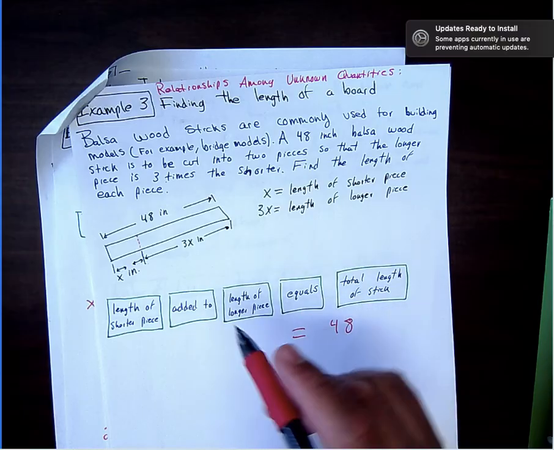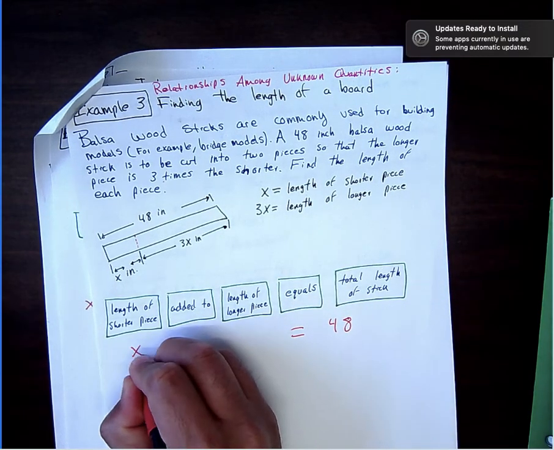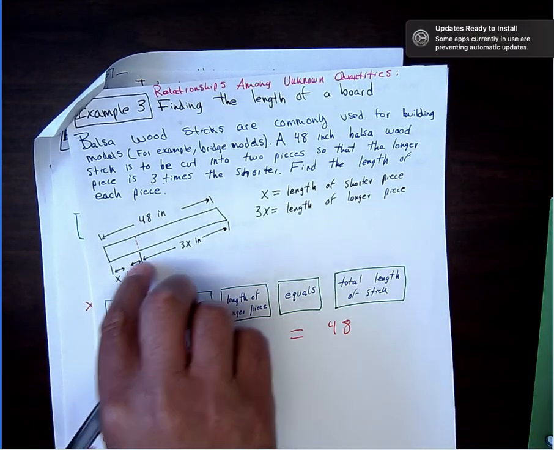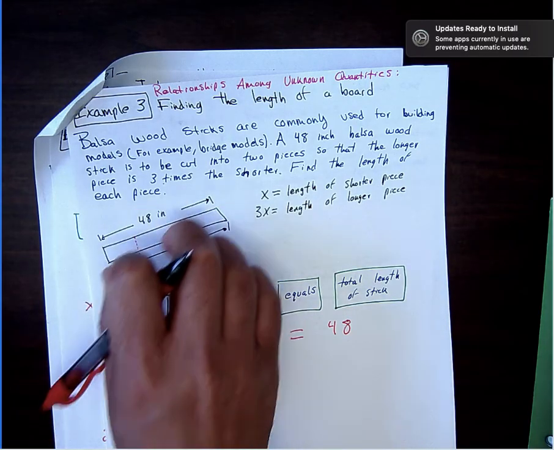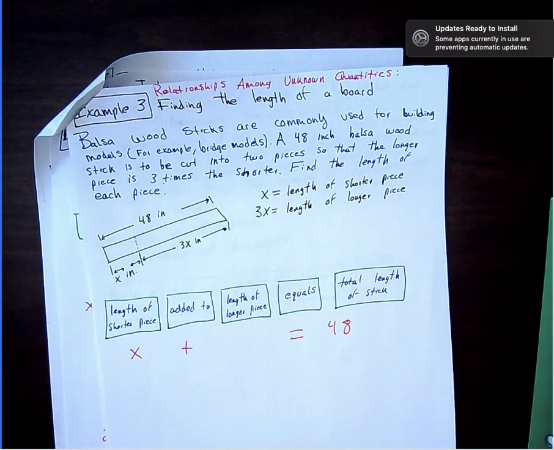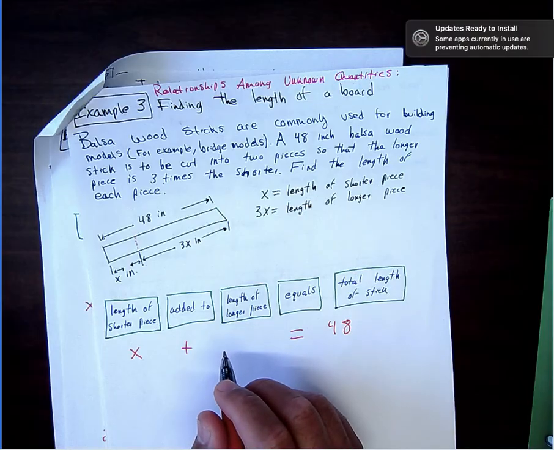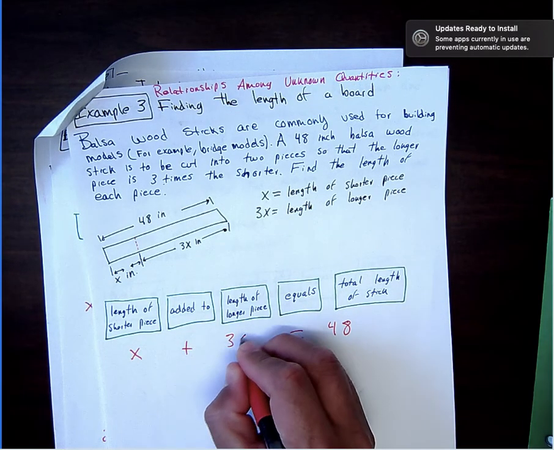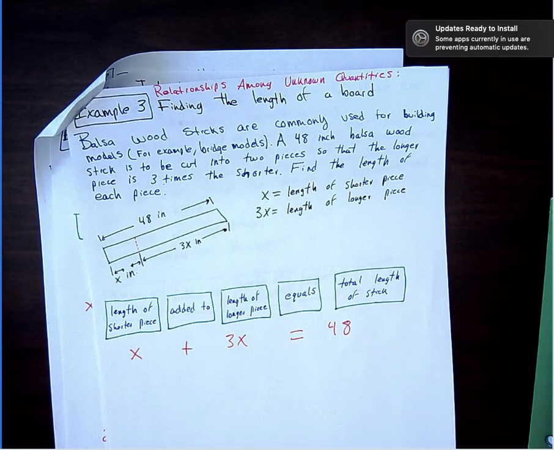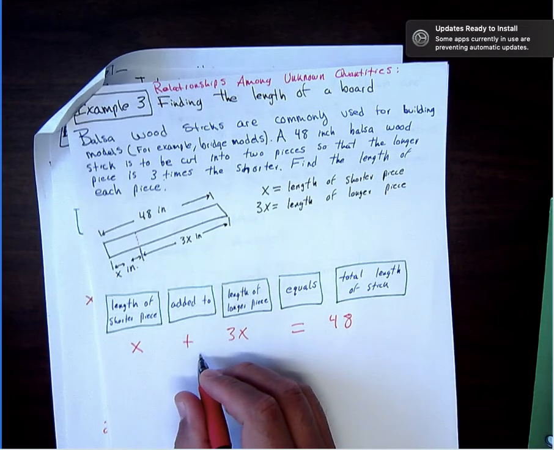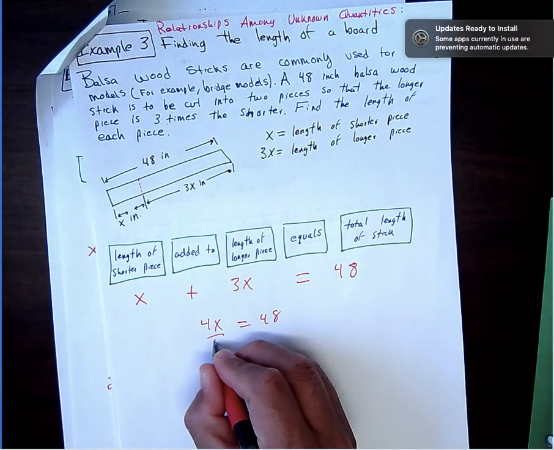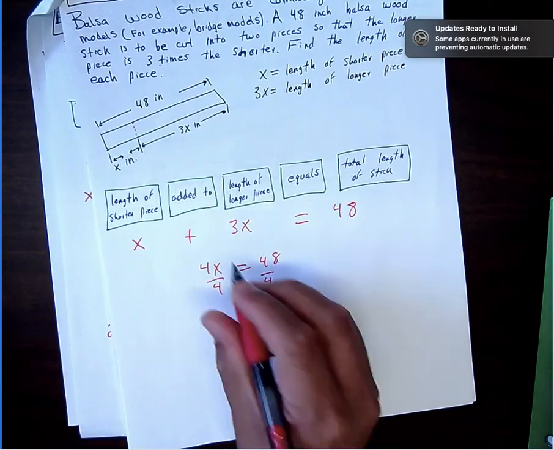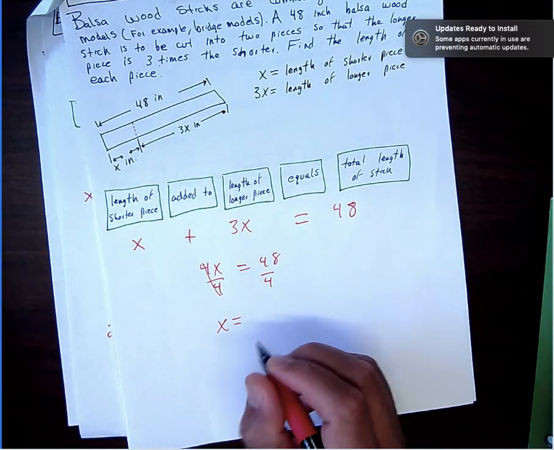We're adding them. So length of the shorter piece would be x added to, right? Even though it doesn't really tell us, in your mind you should know that you need to add in order to equal it to that one. So x plus 3x equals the 48. So these 2 simplify. So it would be 4x, 48 divided by 4. X is equal to 12.